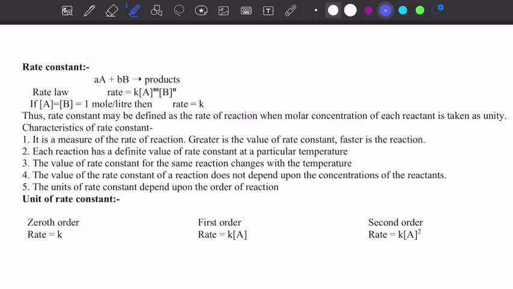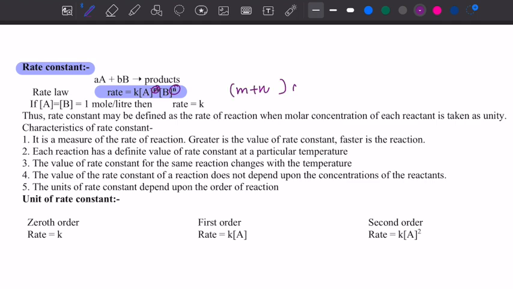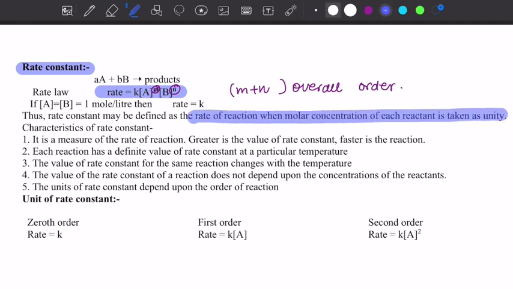Having looked at order, let us now look at the rate constant itself. So just to recall, for a given reaction, the rate law is experimentally determined. M and N are orders. The overall order would be M plus N. So what is the rate constant? The rate constant is defined as the rate of the reaction when the molar concentration of each reactant is 1. Okay, so that is the definition of the rate constant.